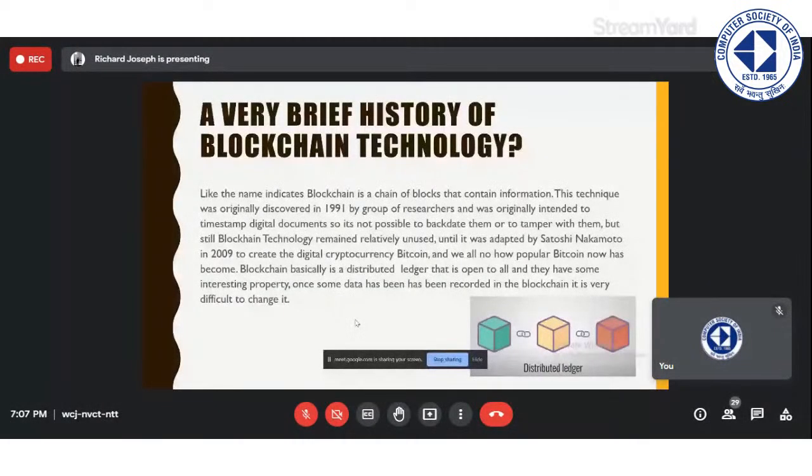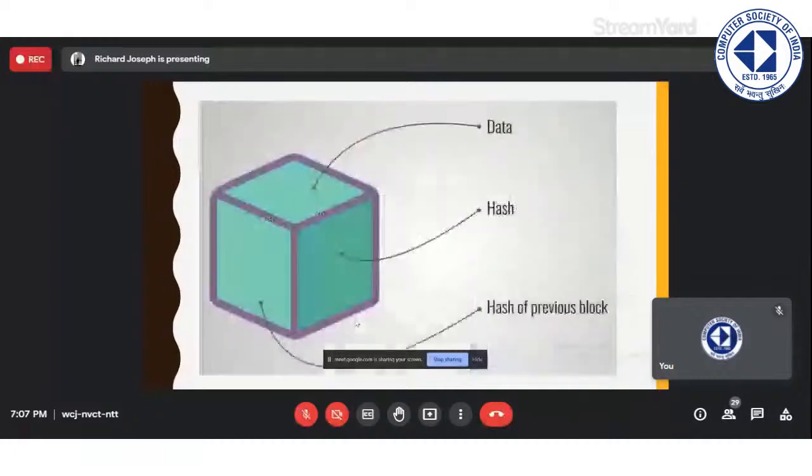So once some data has been recorded into the blockchain, it is very difficult to change it. So how does this property work? Well, let's take a closer look at a block. Each block contains some data part, the second element, the hash of the block, and the third element, the hash of the previous block.